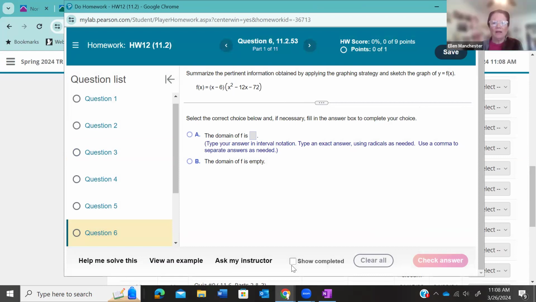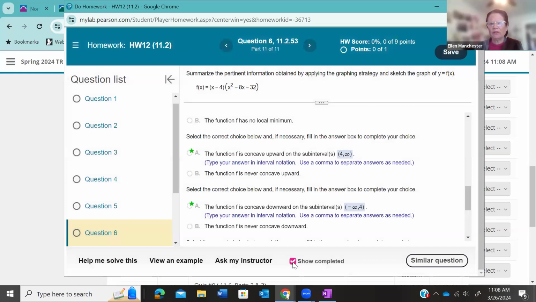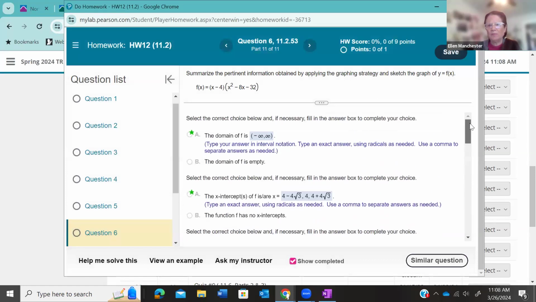Okay, so I'm going to go ahead and show it completed just so we can walk through it fairly quickly so I don't waste too much time. So again, because it's a polynomial, the domain is just negative infinity to positive infinity. So if we were looking for max or min, it would be called the local extrema. That's the terminology that they use.